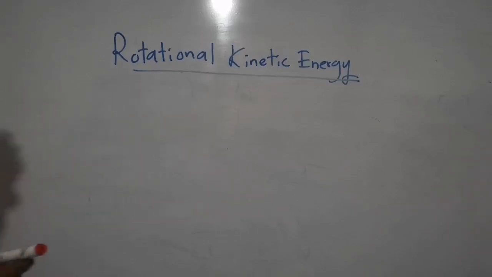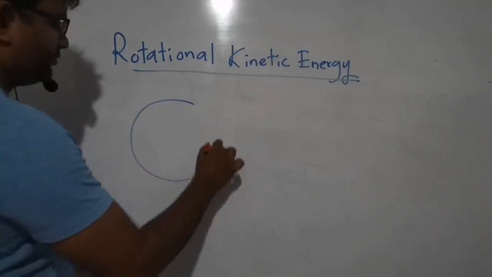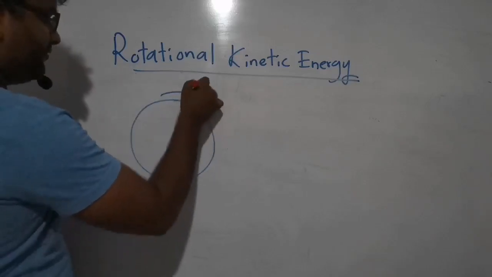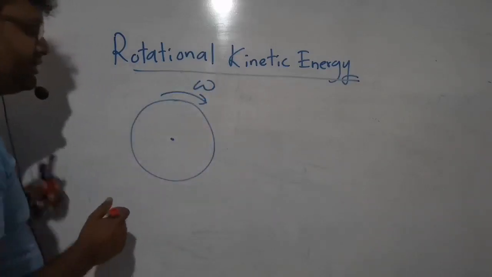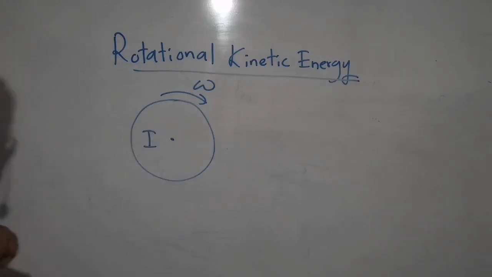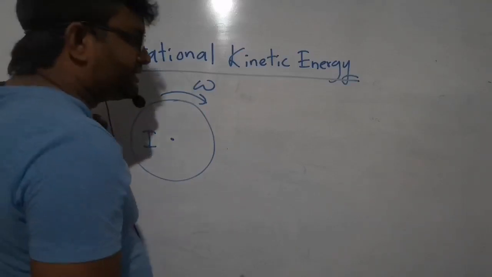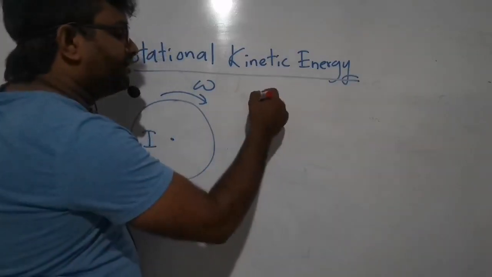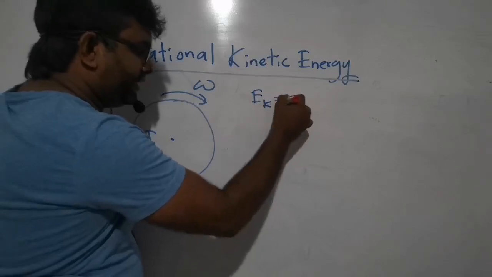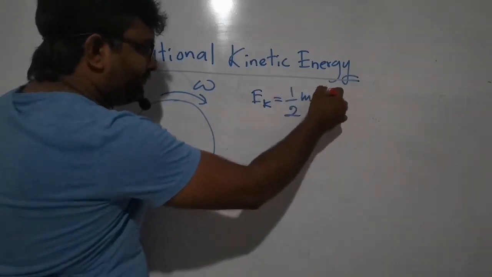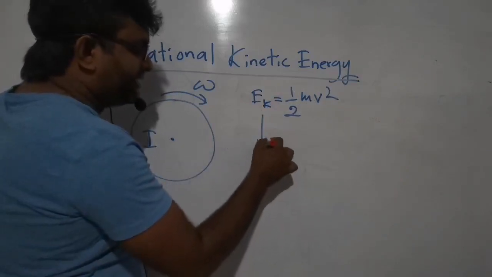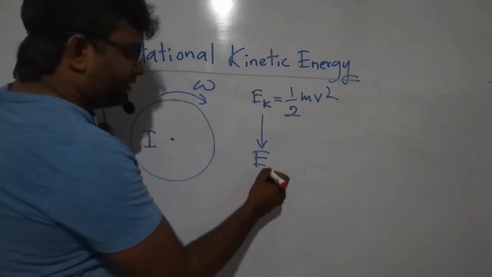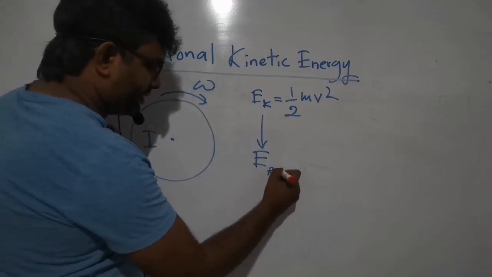Okay, then rotational kinetic energy. Now we take this type of an object. It has angular velocity omega and moment of inertia I. So this is also similar to linear motion, right? We know the equation for kinetic energy in linear motion, that is half mv square. So we can replace these quantities with rotational motion quantities. So here, rotational kinetic energy.